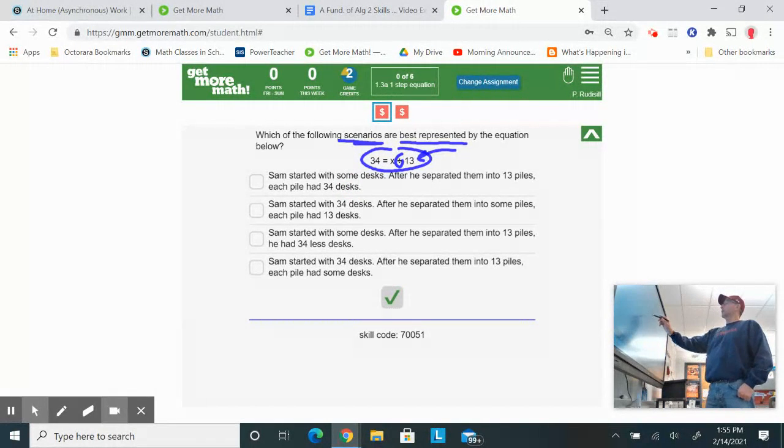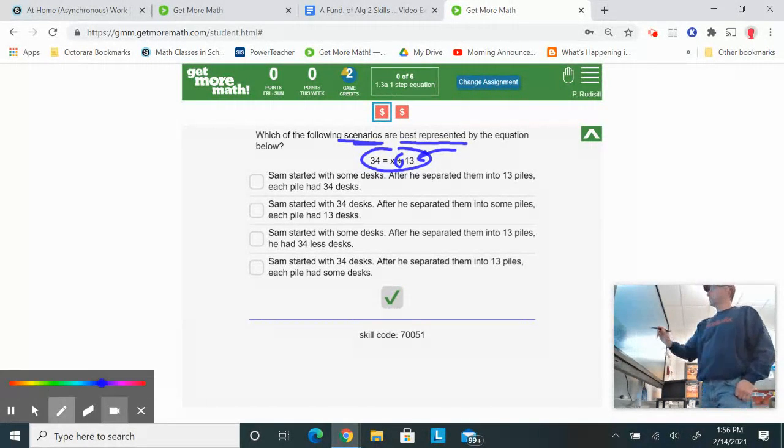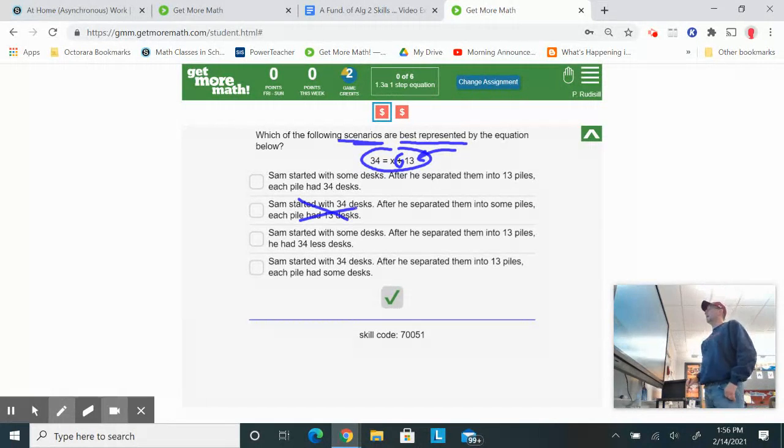Let's check the others. Sam started with 34 desks. After he separated them into some piles, that means he divided them into some unknown piles. So that would be 34 divided by a variable. That's not what we have up here, so it would not be that one. Definitely cross that out.